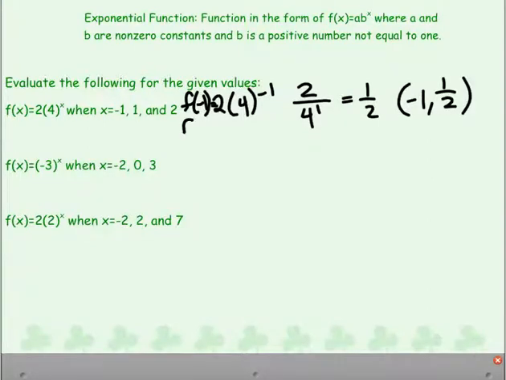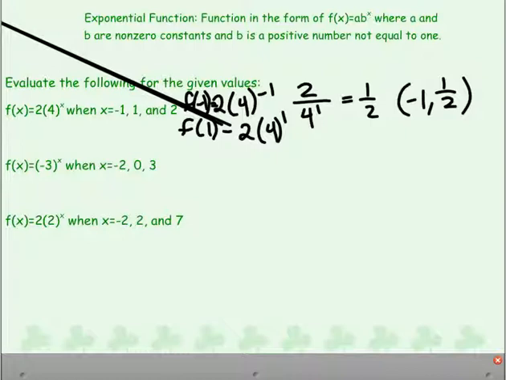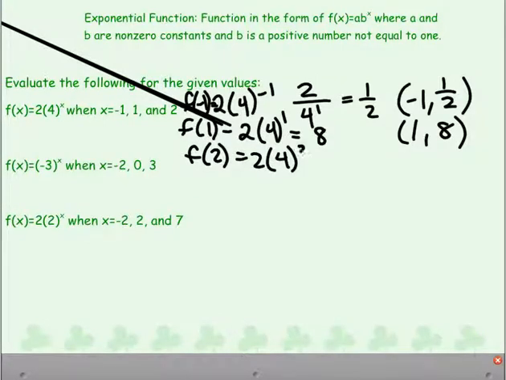And then f of 1 is equal to 2 times 4 to the 1st power. 4 to the 1st power is 4 times 2 is 8. So I have a point at 1, 8. And lastly, f of 2 is equal to 2 times 4 to the 2nd power. 4 squared is 16 times 2 is 32. So we have a point at 2, 32. Then you can try the last one on this page.